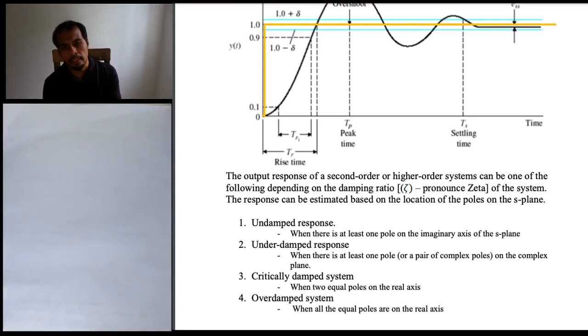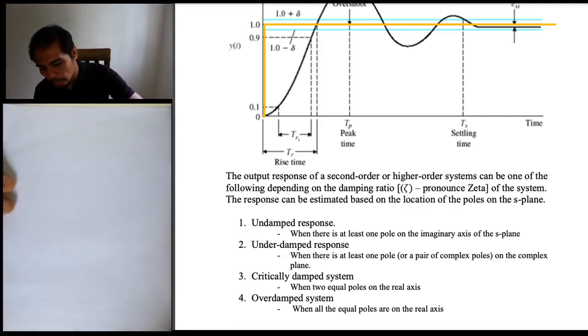So the first one is the underdamped response. I think we've discussed it in class before. Underdamped response, critically damped response, and overdamped response. That response is basically determined by the positions of the roots of the denominator of the transfer function on the S-plane, right? Okay, let me go through it again.